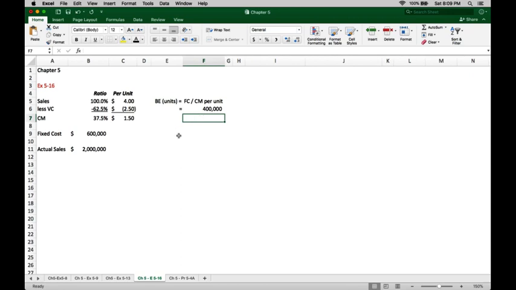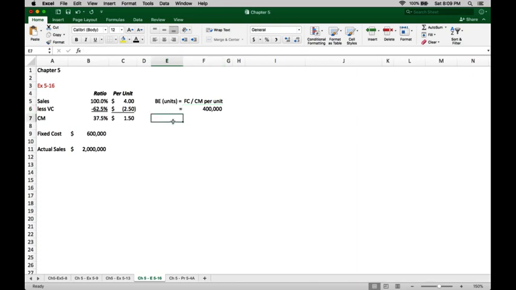My break-even point in units is fixed cost divided by contribution margin per unit. We've seen this in the previous exercises. Fixed cost is $600,000. Contribution margin per unit is $1.50. So 600,000 divided by $1.50 gives me 400,000 units.